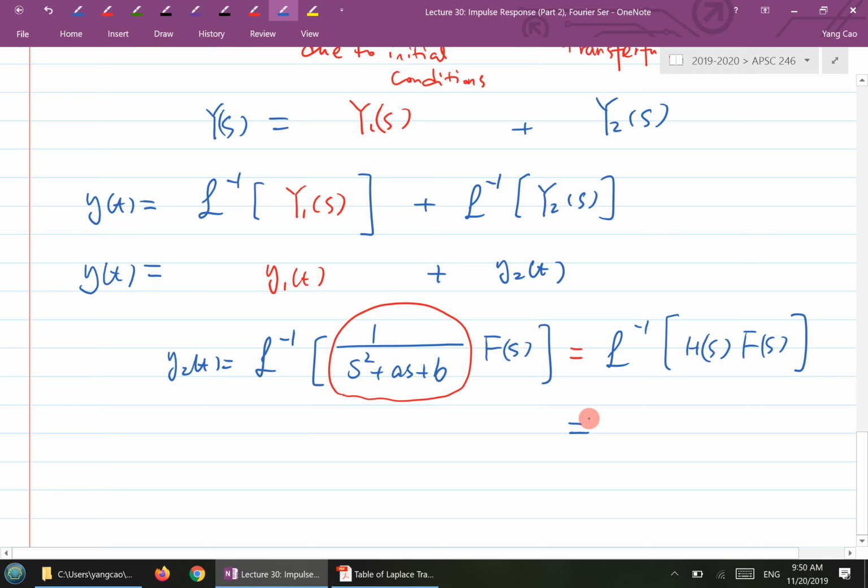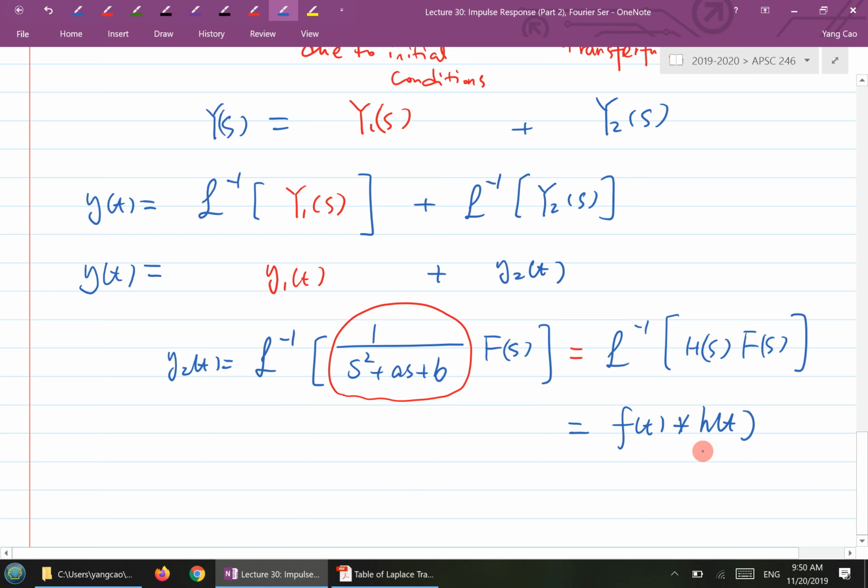So according to the Laplace property, when you have two s functions multiplying together, and then you're taking the inverse Laplace, the result is equal to the convolution. Equal to the input convolved with the impulse response. Okay? So this is the second part, right?